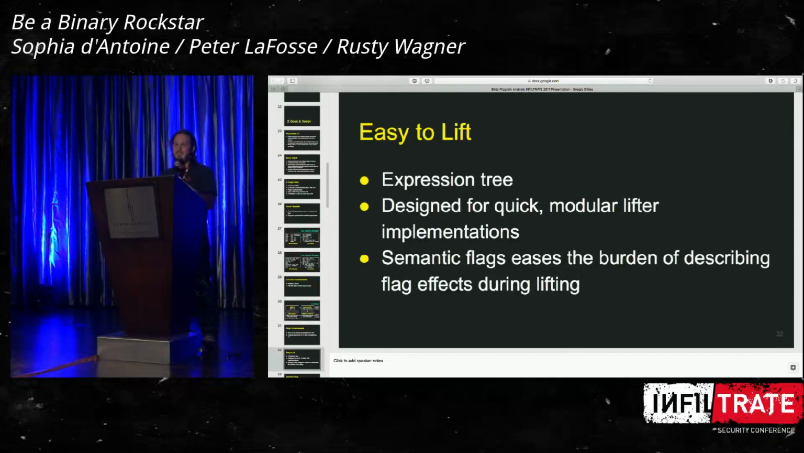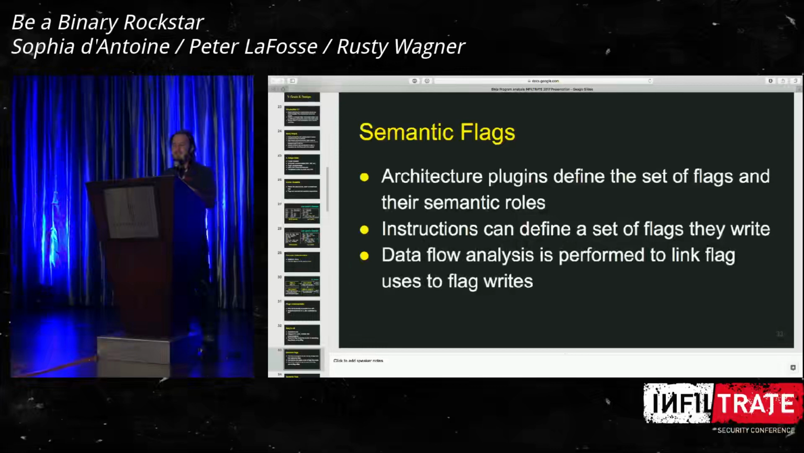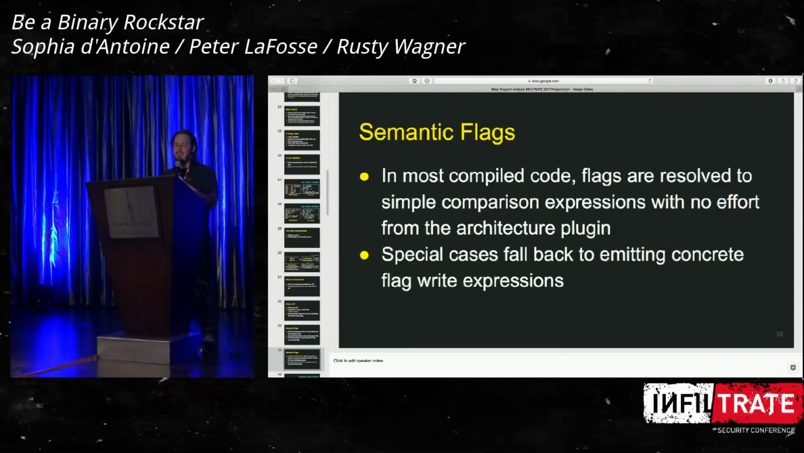And we also created this thing called semantic flags, which greatly eases the burden of performing flags lifting on native architectures. So semantic flags is basically the architecture plugin defines a set of flags and what their semantic roles are. And for every instruction, you define what flags that writes or reads. And then we perform data flow analysis to actually link every flag, anytime you read a flag, to where that flag was written. And if it's an obvious semantic effect, we just fold it into a readable expression automatically. In most compiled code, this actually resolves pretty much every usage of flags completely automatically with no effort whatsoever from the architecture plugin. It just takes care of itself automatically.